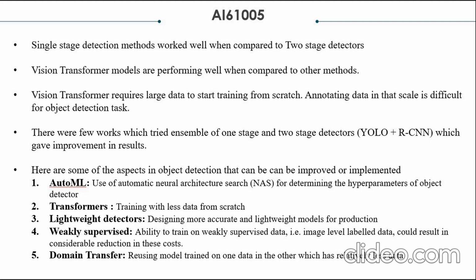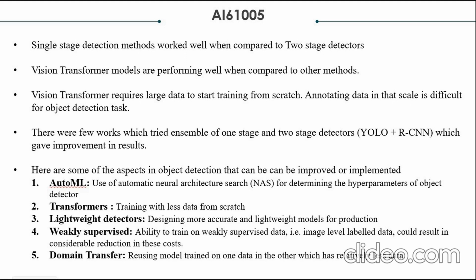There were a few works which tried a combination of one stage and two stage detectors, which is YOLO and RCNN, which gave improvements in results. Below are also given some of the aspects in which object detection can be improved or implemented. Training can be done with less data from scratch, which requires less processing and is less time consuming. Also, automatic neural network or architecture search like NAS can be used for determining the hyperparameters of detectors. Designing more accurate and lightweight models for the prediction part.